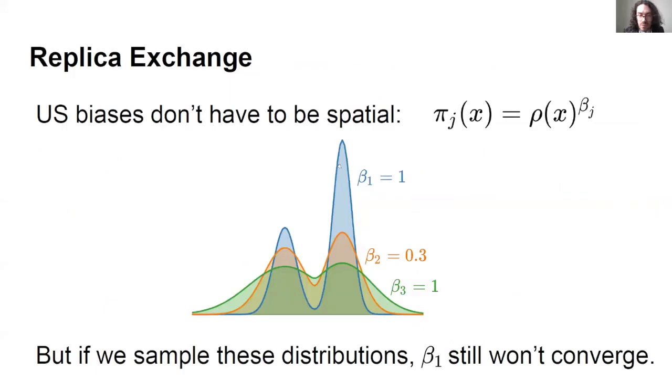Beta 3 equals 0.1. What did I write? Yes, Bob is absolutely right. Beta 3 equals 0.1, not 1.